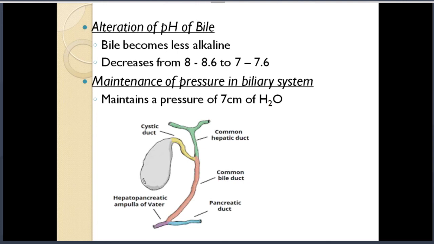When the flow increases, reabsorption of bicarbonate ion will decrease. So when the flow increases, the alkalinity will increase, that is, the bicarbonate ion content of the bile will increase. So the pH of bile changes according to the requirement. If the flow is more, the pH will be more. If the flow is decreased, reabsorption of bicarbonate ion will be increased, and hence the pH will decrease.